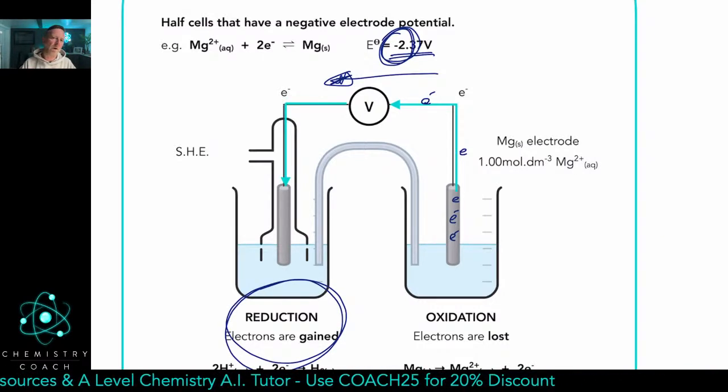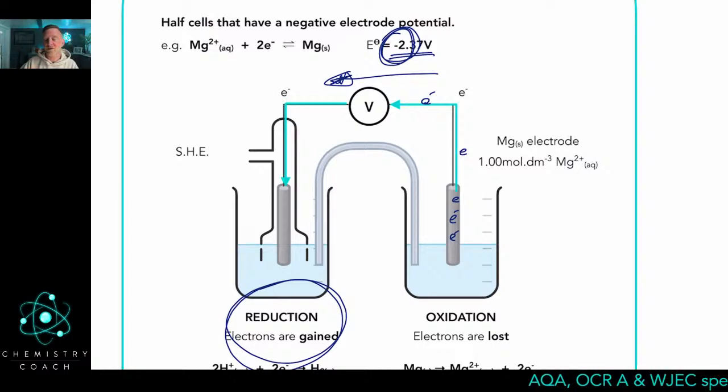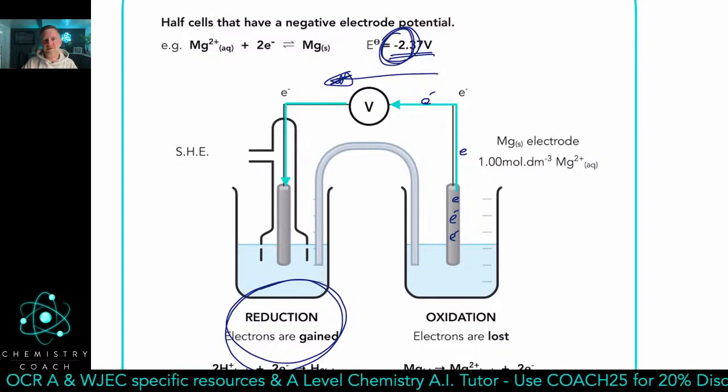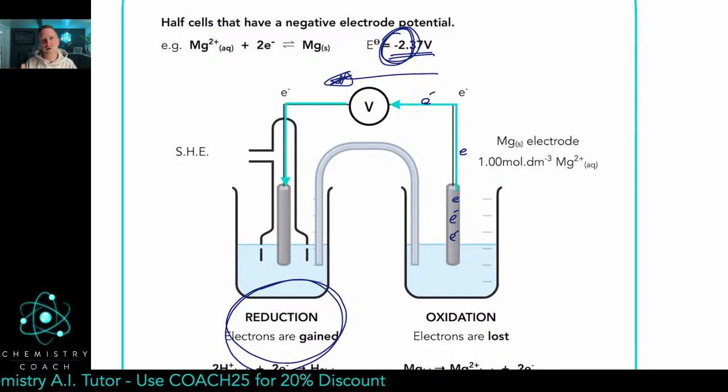So that's why we end up with positive and negative values when it comes to hooking up our other half cells to the standard hydrogen electrode. It depends. Are they stronger oxidizing agents or stronger reducing agents than the standard hydrogen electrode? That dictates which way the electrons move and therefore what sign you're going to get on your voltmeter.